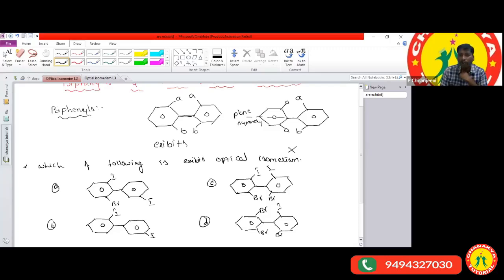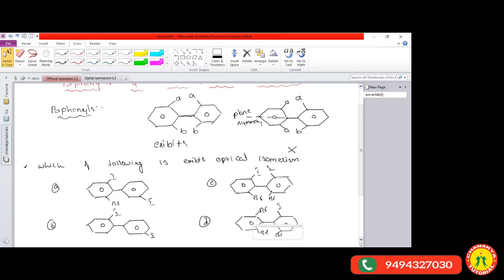All are biphenyls or not? Samhita, Aditi, Anjan, Sai Akshit. Which one exhibits optical isomerism? That is my question. The condition is that if the biphenyl is attached with two different groups at the ortho position, then only it exhibits optical isomerism.